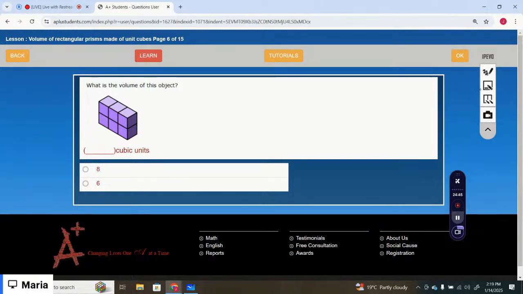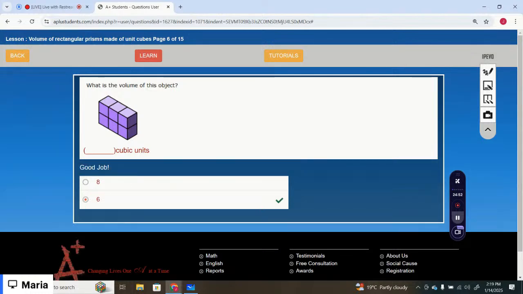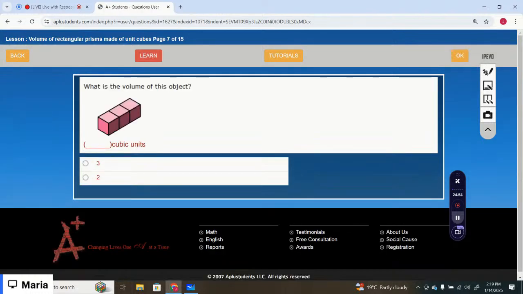Very good. That is six. Option number two is the correct option. What is the volume of the object, which is the correct option?